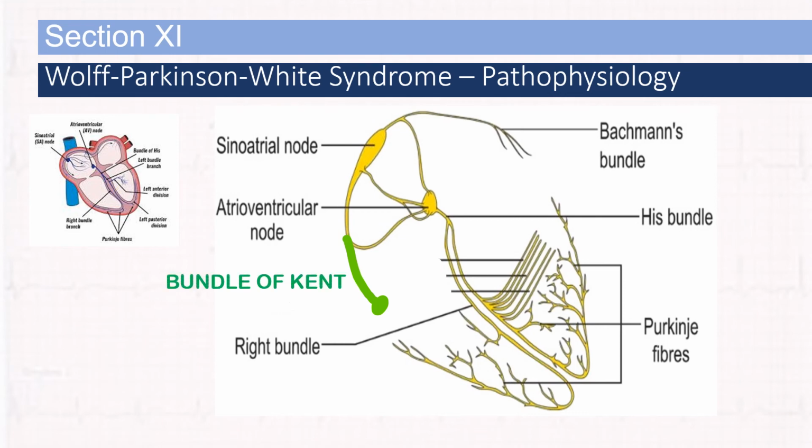In Wolff-Parkinson-White, there is an alternate pathway that is created. It is called the bundle of Kent. And the signal travels from the sinoatrial node and goes through the bundle of Kent as opposed to going through the AV node. This can cause a rapid tachydysrhythmia because the AV node is responsible for slowing down the impulses, especially true in atrial fibrillation with rapid ventricular response.